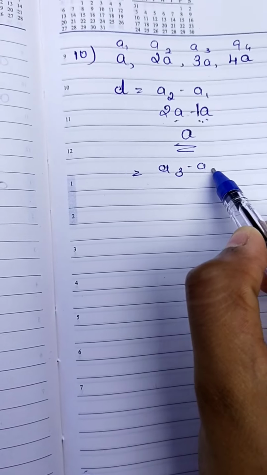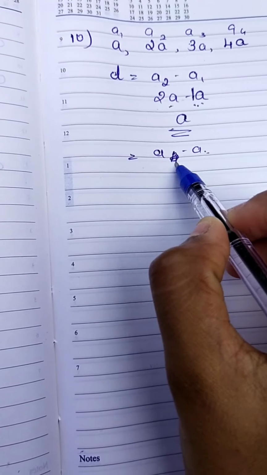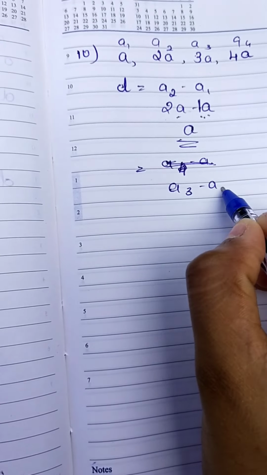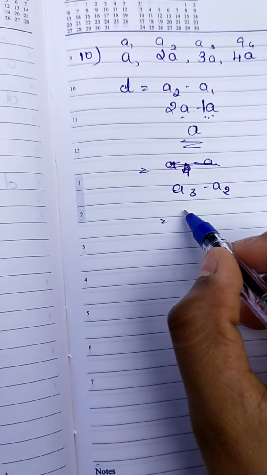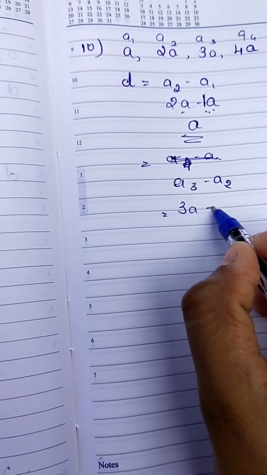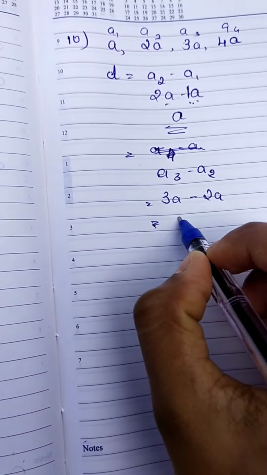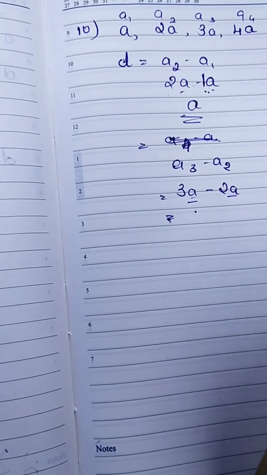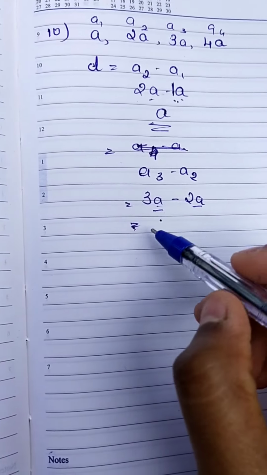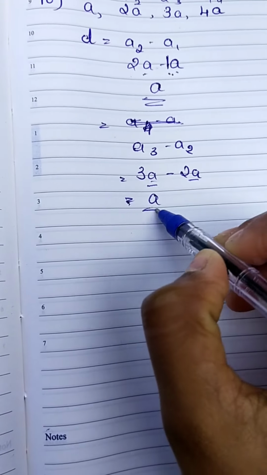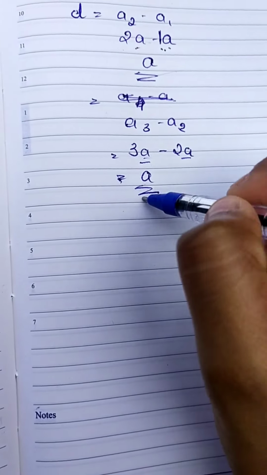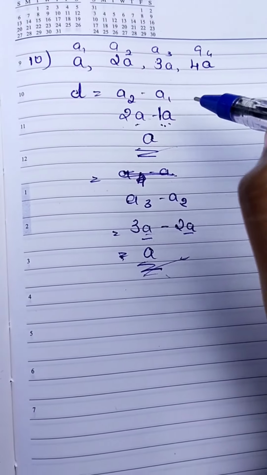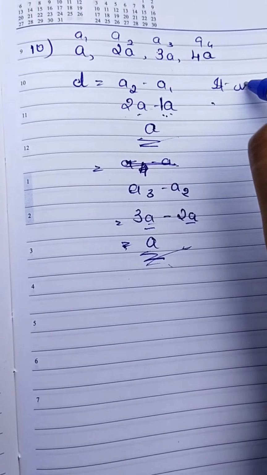And next, A3 minus A2, that will give 3a minus 2a. It becomes the same variable, so you can directly subtract it. 3 minus 2 is a. So the common difference is the same, right? That means it is an AP. This is an AP.